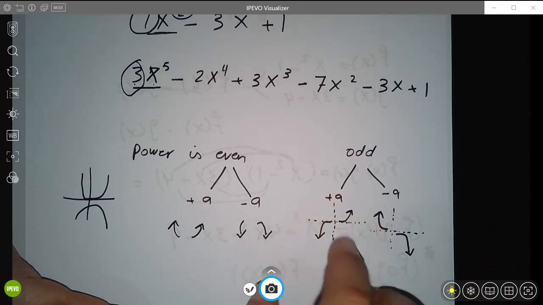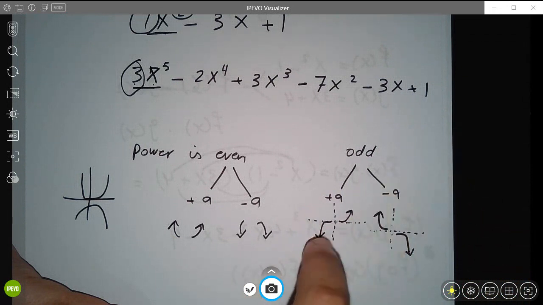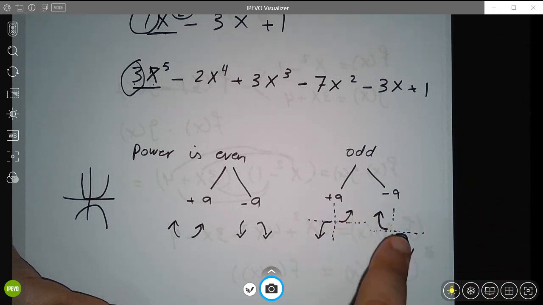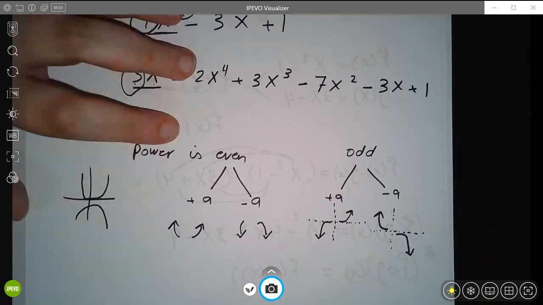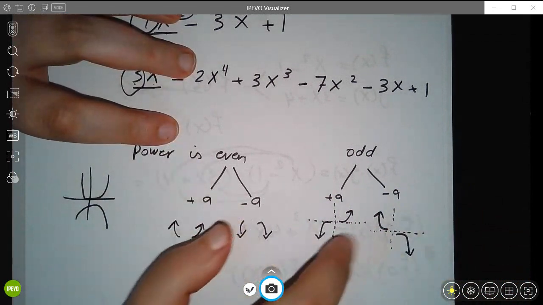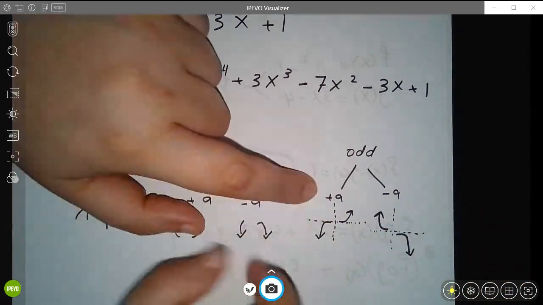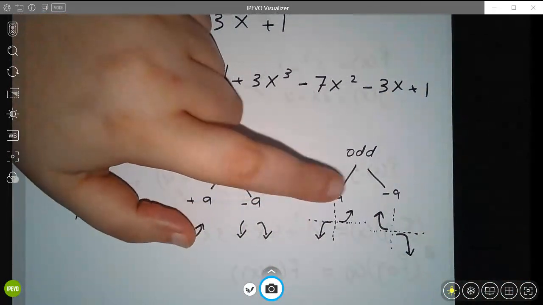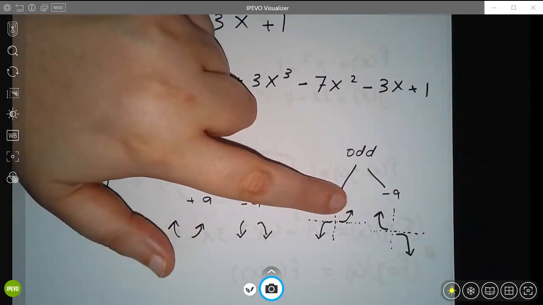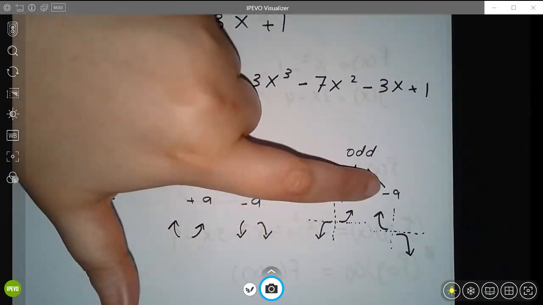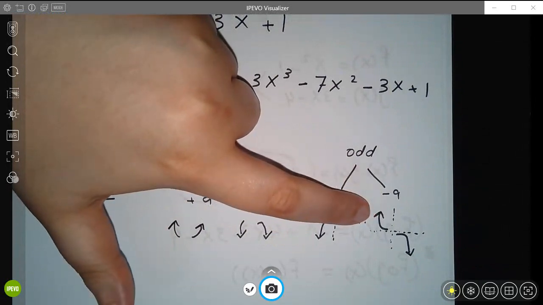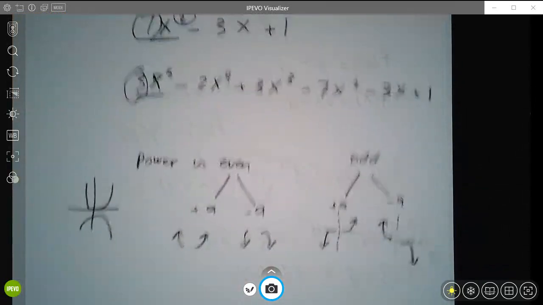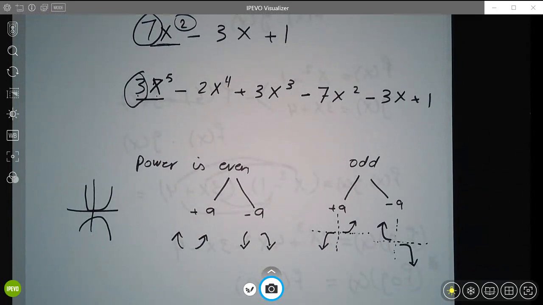Just imagine axes. If the right one is going up, left is going down, it's a positive coefficient. And if the left one is going up, right one is going down, it's a negative coefficient. But if I didn't give you these and gave you that instead, then you have to remember it backwards too. If it's a positive coefficient, then right one up, left one down. If it's a negative coefficient, it's left one up, right one down. Okay?